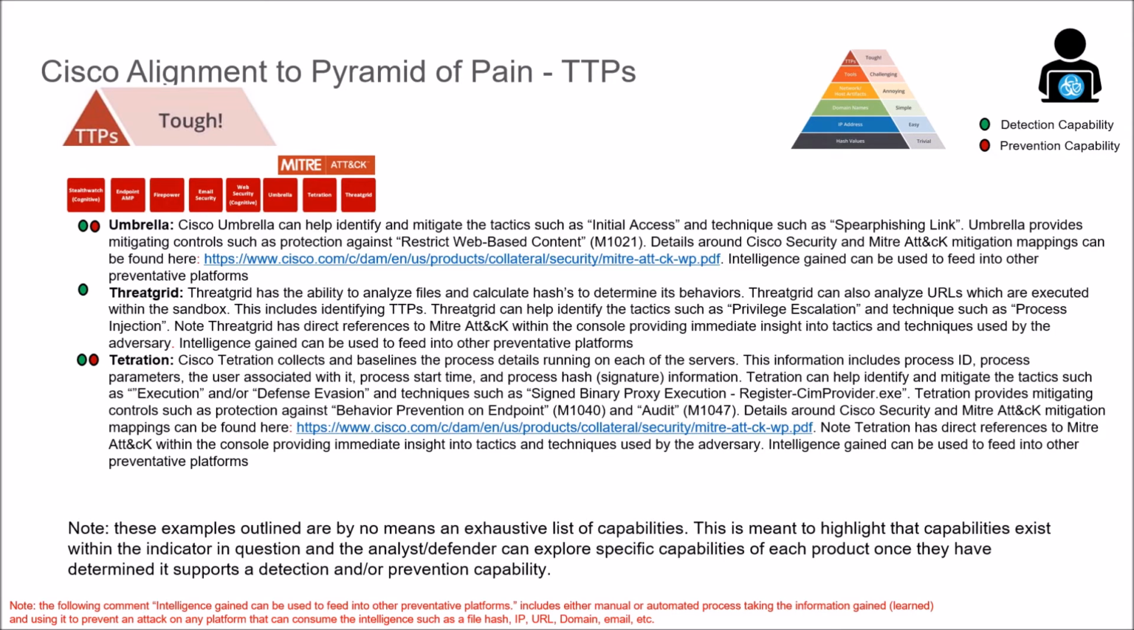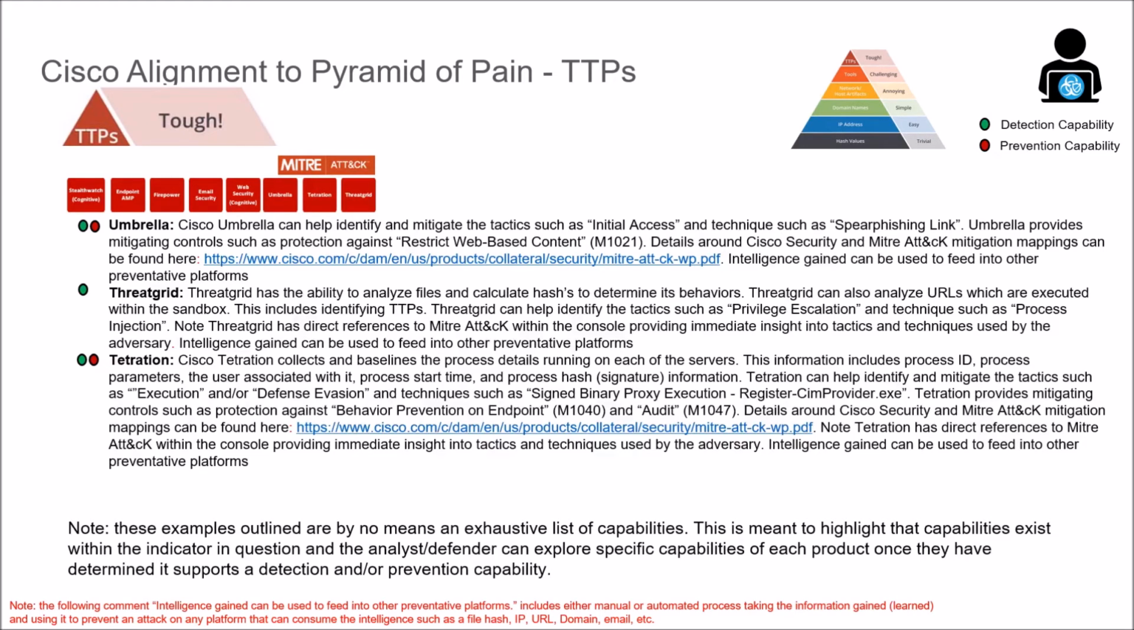I know I'm regurgitating that a lot. I could have probably summarized that at the very end. But I want to make sure that if you only watch the Umbrella portion of this, you understand that even if it was only a detective capability, the information that you gain here could be tremendously valuable in preventing that attack.